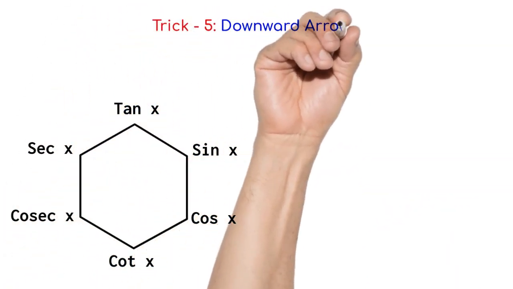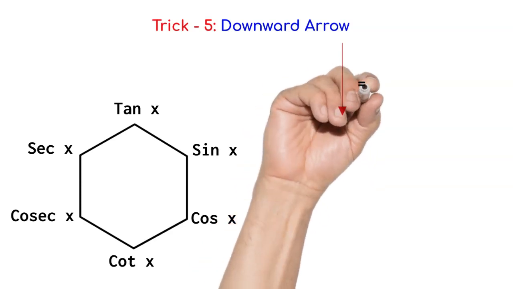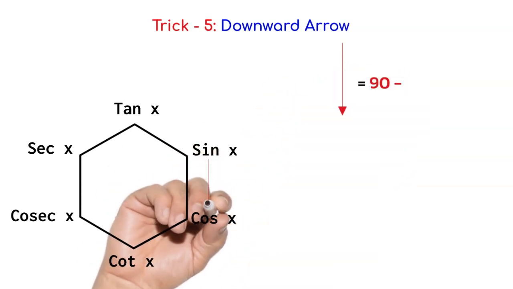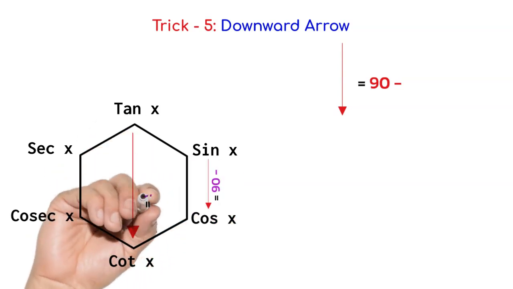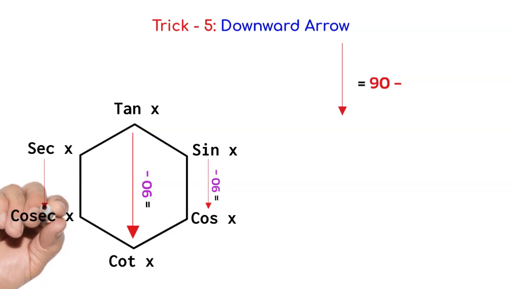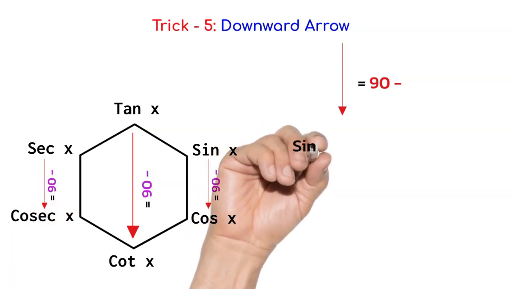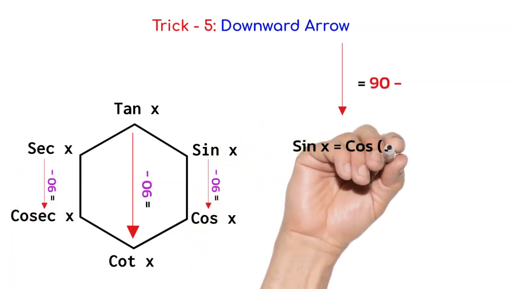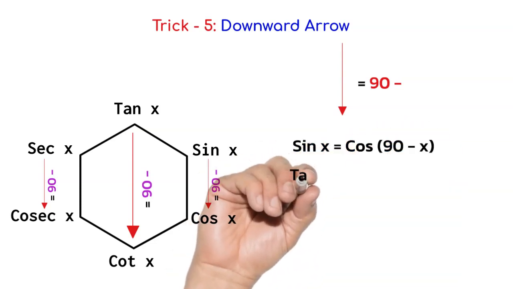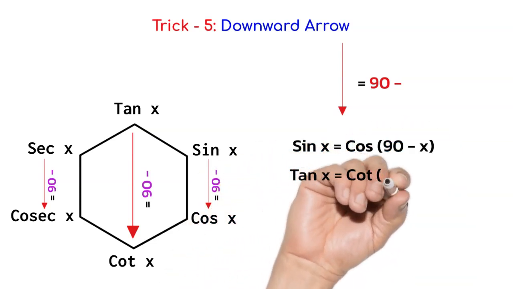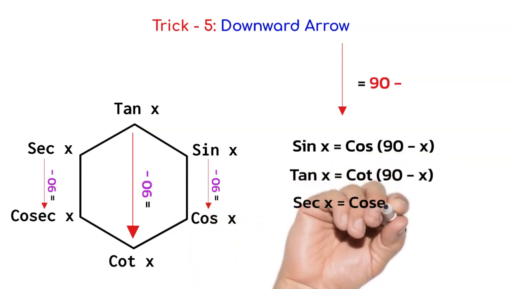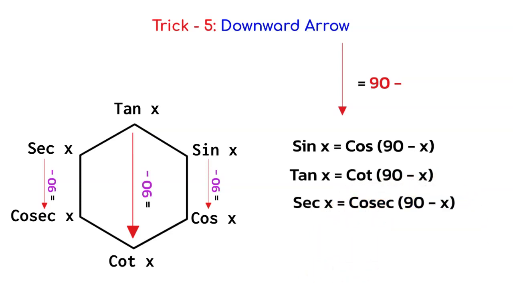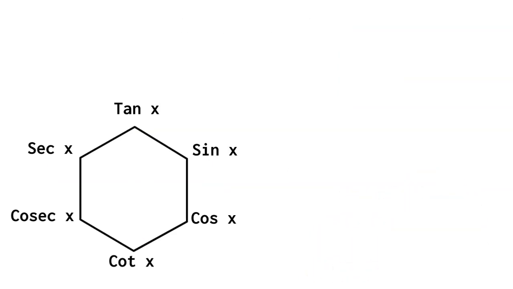Similarly, trick 5 is the downward arrow, that is 90 minus. This is applied diagonally downward and we will get equations such as sin x is equal to cos of 90 minus x, tan x is equal to cot of 90 minus x, secant x is equal to cosecant of 90 minus x. So here we are looking at the 5 tricks.